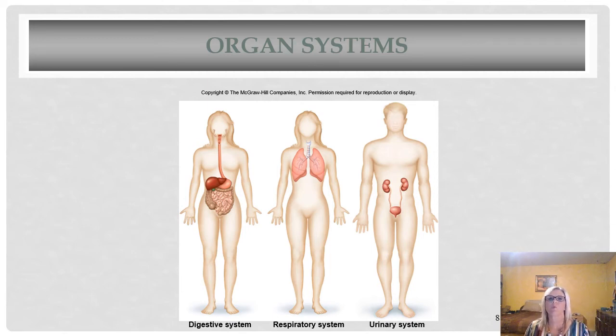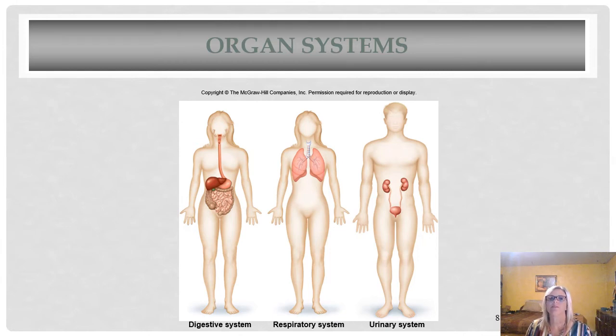Then we've got the respiratory system. This is how we move air in and out of the body and exchange gases. And of course, the all-important gas is to bring in oxygen and to release carbon dioxide. We have the nasal cavity, pharynx, larynx, trachea, and bronchi and lungs that are parts of the respiratory system. There are others as well.